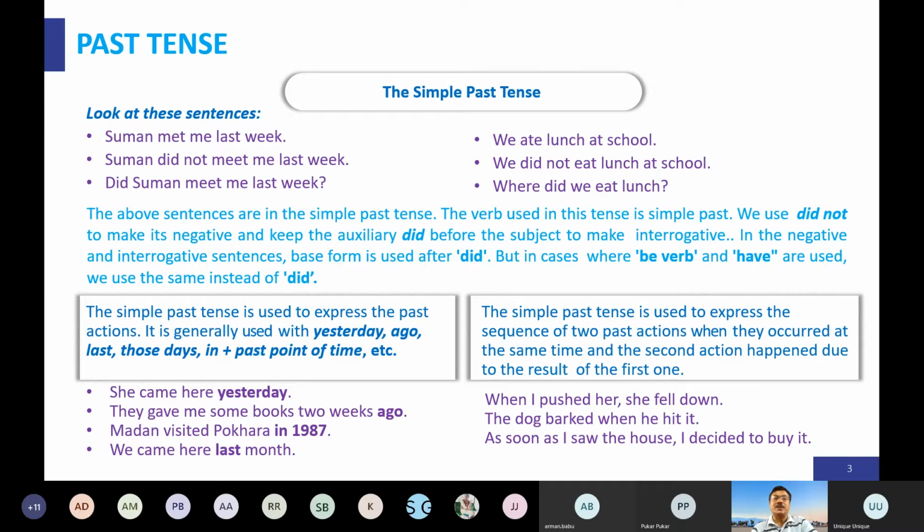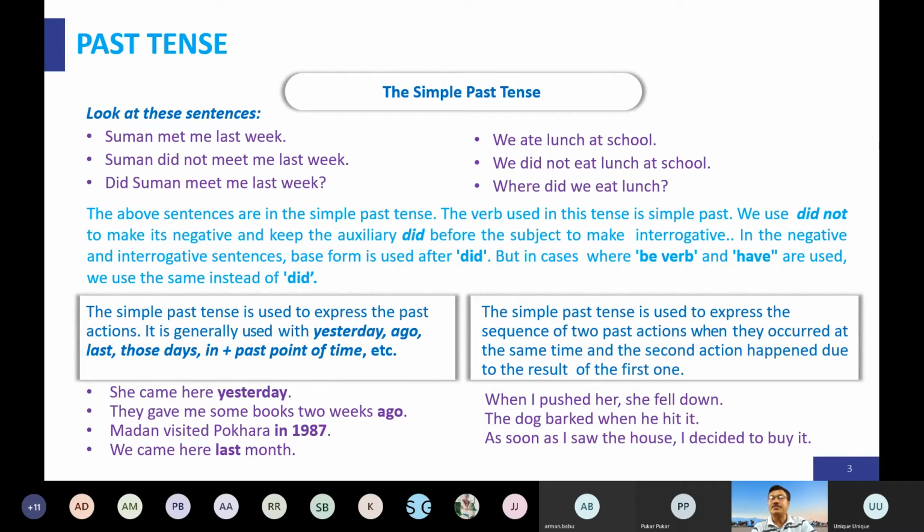And another use of simple past tense is to express the sequence of two past actions. Sequence. Okay. When they occur at the same time and the second action happened due to the result of the first one. So there are three examples. I want somebody to read out these three examples.